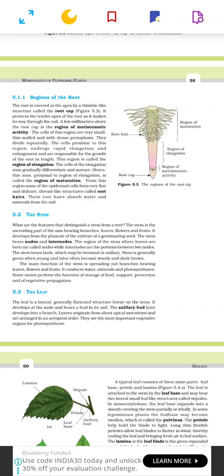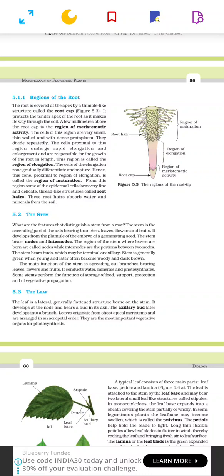What are the features that distinguish a stem from a root? The stem is the ascending part of the axis bearing branches, leaves, flowers, and fruit. It develops from the plumule of the embryo of a germinating seed. The stem bears nodes and internodes.